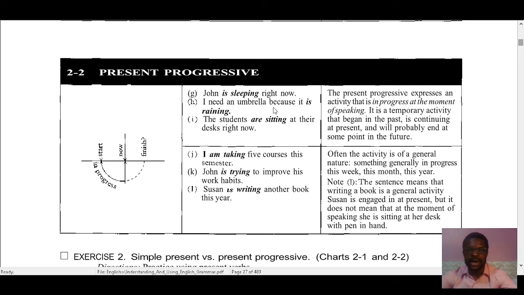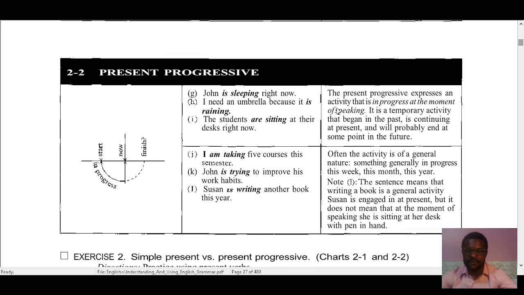The same goes for this one. I need an umbrella because it, say it is, what? Raining. See, we're also using our helping verb is, then rain, which is the main verb, plus ing. The students are sitting at their desks right now. The students, because it's many students, we are now using are, which is our plural form of the verb be.